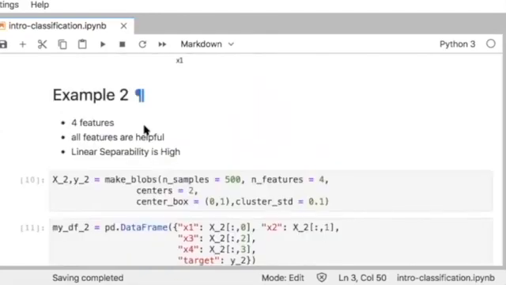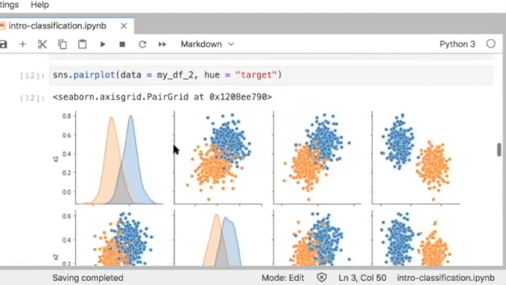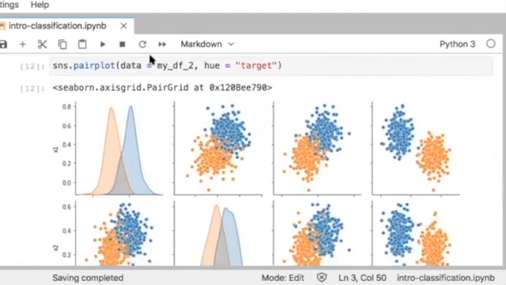In my next example, there are 4 features. All 4 features give helpful information, and linear separability is high. So you see in the pair plot similar relationships. You see dividing lines that help separate most of the data, based on the histogram, and you see places where drawing a line would do a good job of separating the classes.